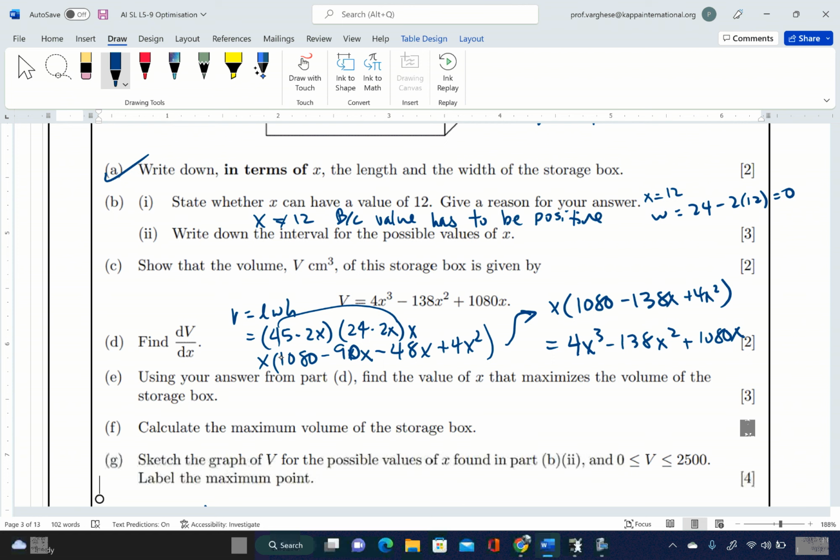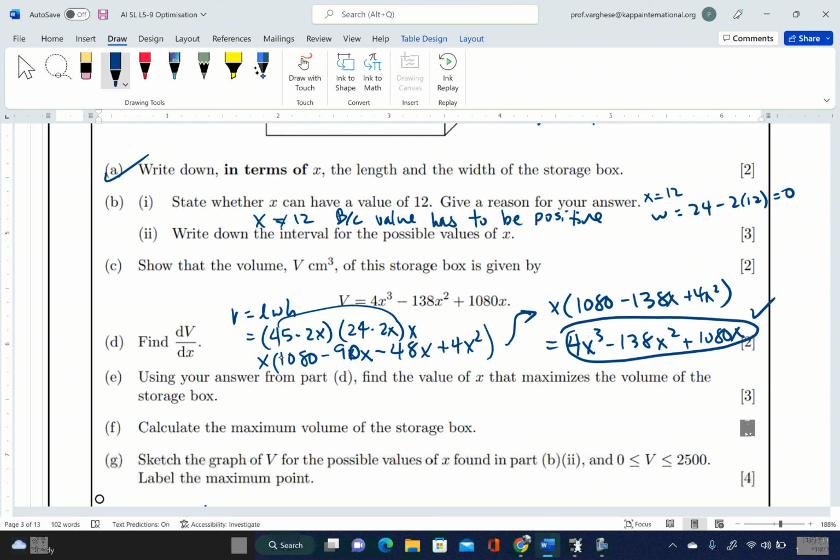Yeah. So that is what is shown here, right? So that's what we got. Perfect. Use your answer for part D. So what we just did, we are going to find the value of x that maximizes the volume of the box. So we're going to take this and find the derivative. Find the value of x that maximizes it.